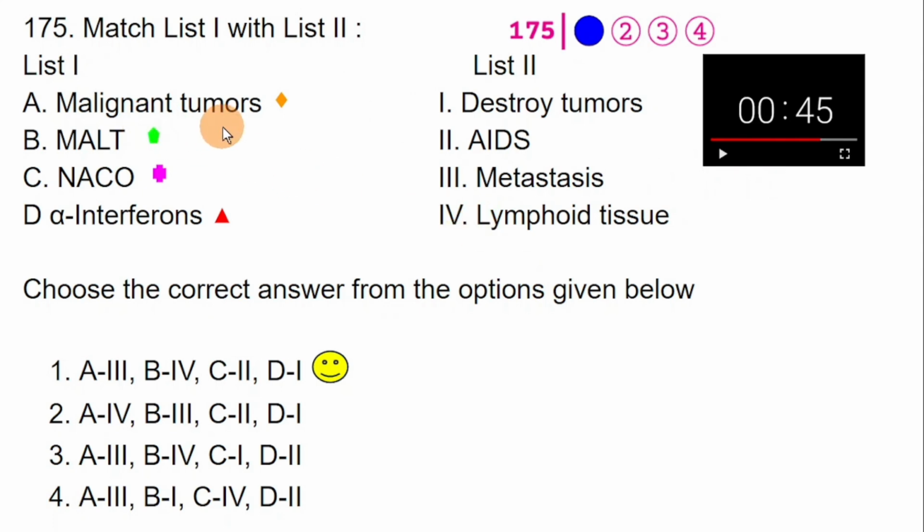First one, malignant tumors. So metastasis is a property of tumors to dislodge from the primary site where they are developing and enter in the bloodstream or lymph and then travel to other parts of the body. So because of that, it is called metastatic tumor or malignant tumor. And let's see the classification of tumors.